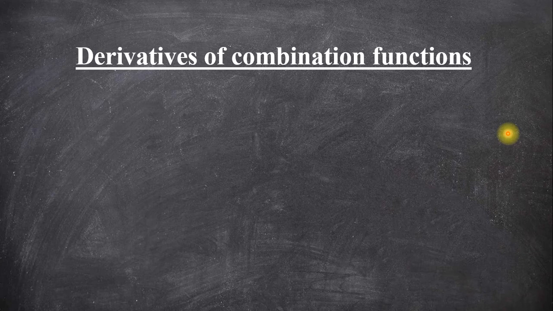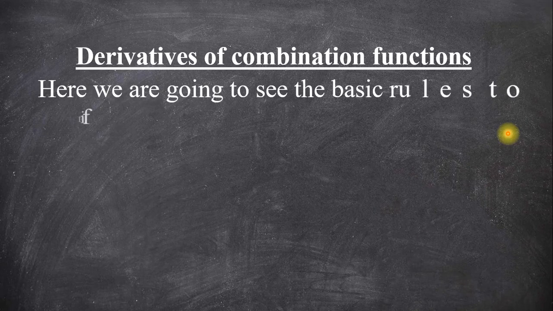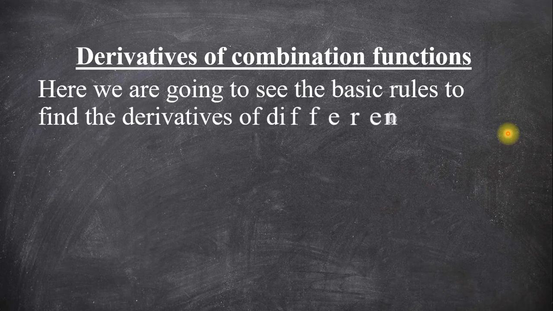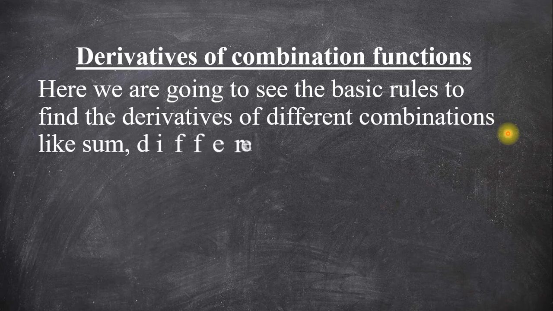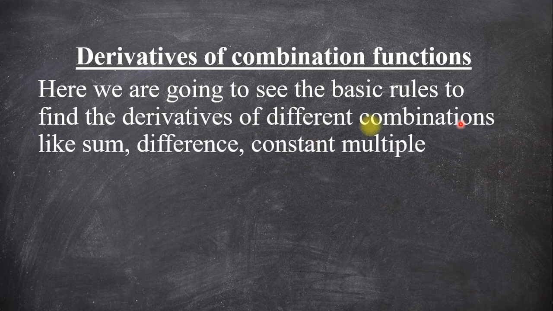Without calculus it is very difficult to derive any equation in physics, so we have to simply understand the concept of calculus. So, here we are going to see the basic rules to find the derivatives of different combinations, like sum, difference, and constant multiple, okay?